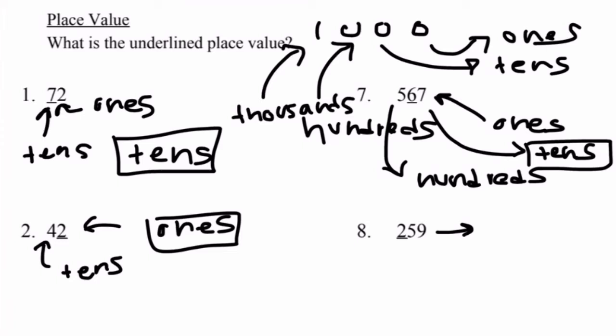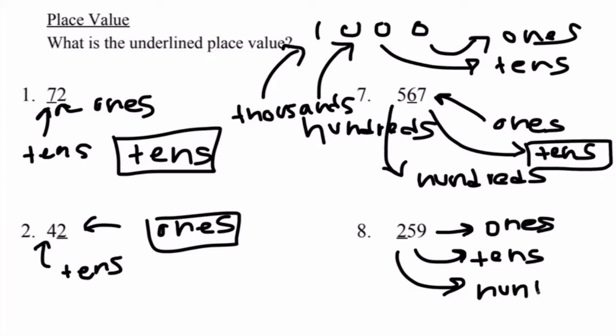Number 8, 259. We note that the 9 represents our ones place. Our 5 represents our tens place. That only means our 2 in 259 represents our hundreds place. It even says it in the name, 259.